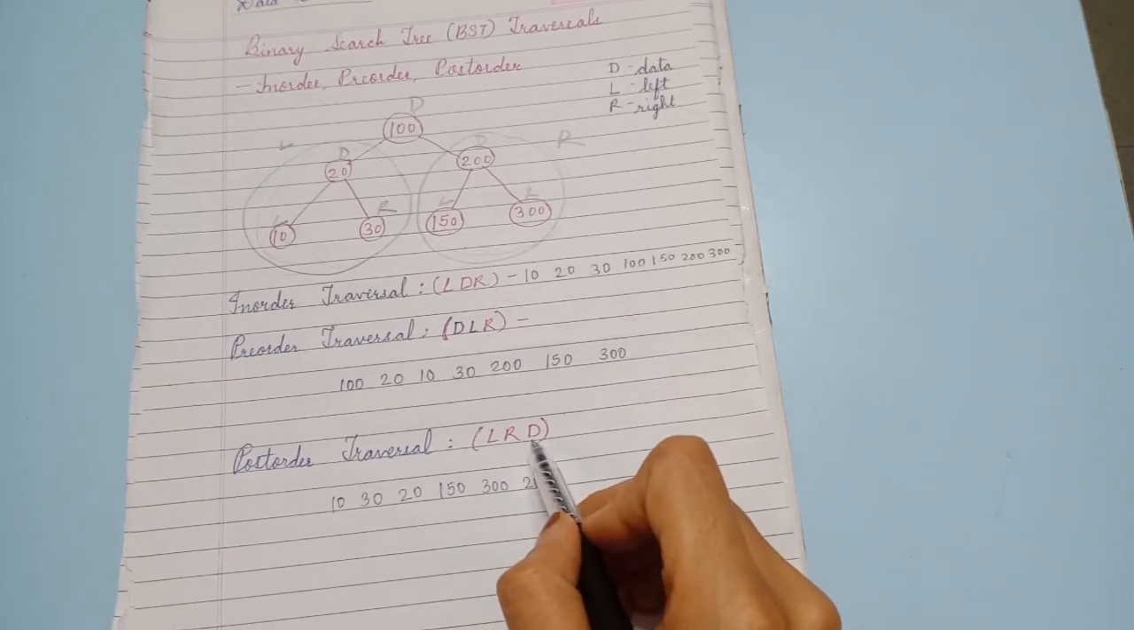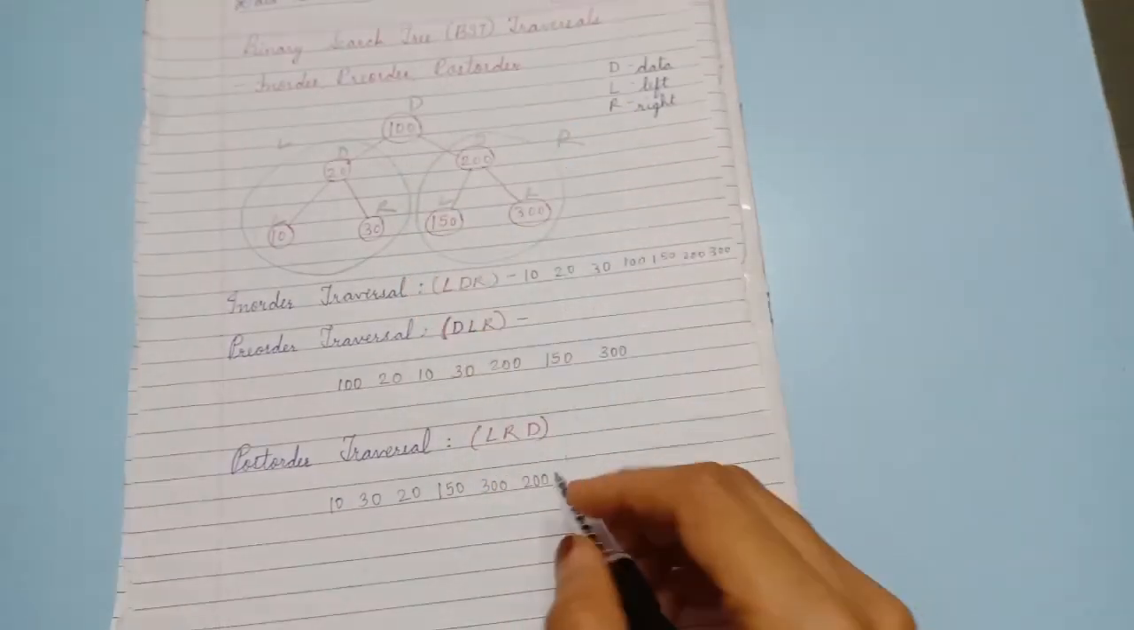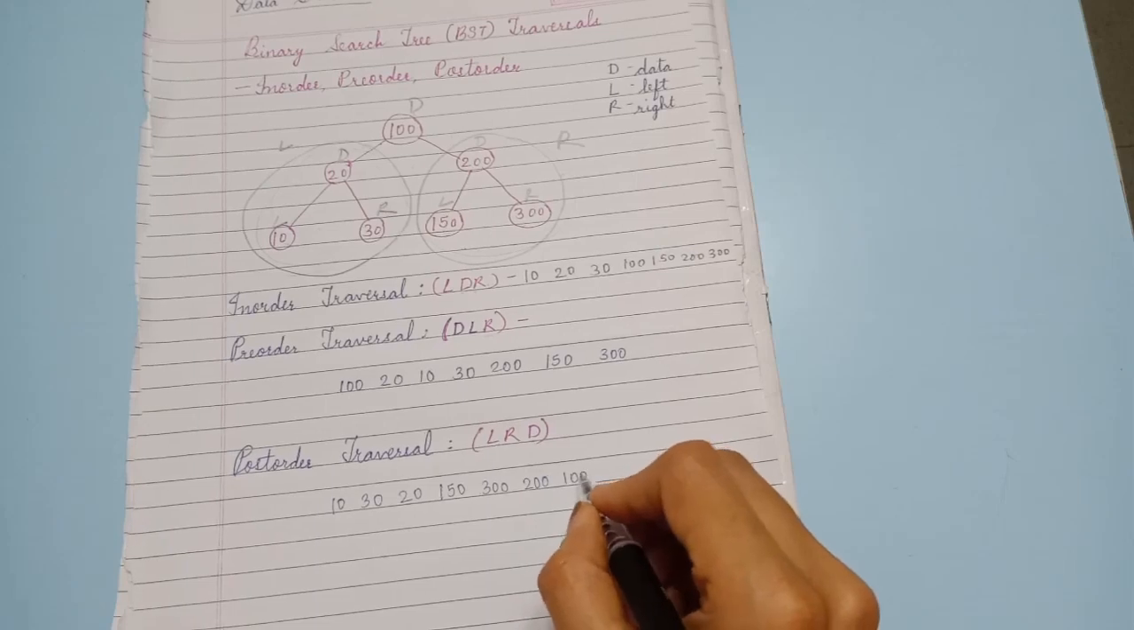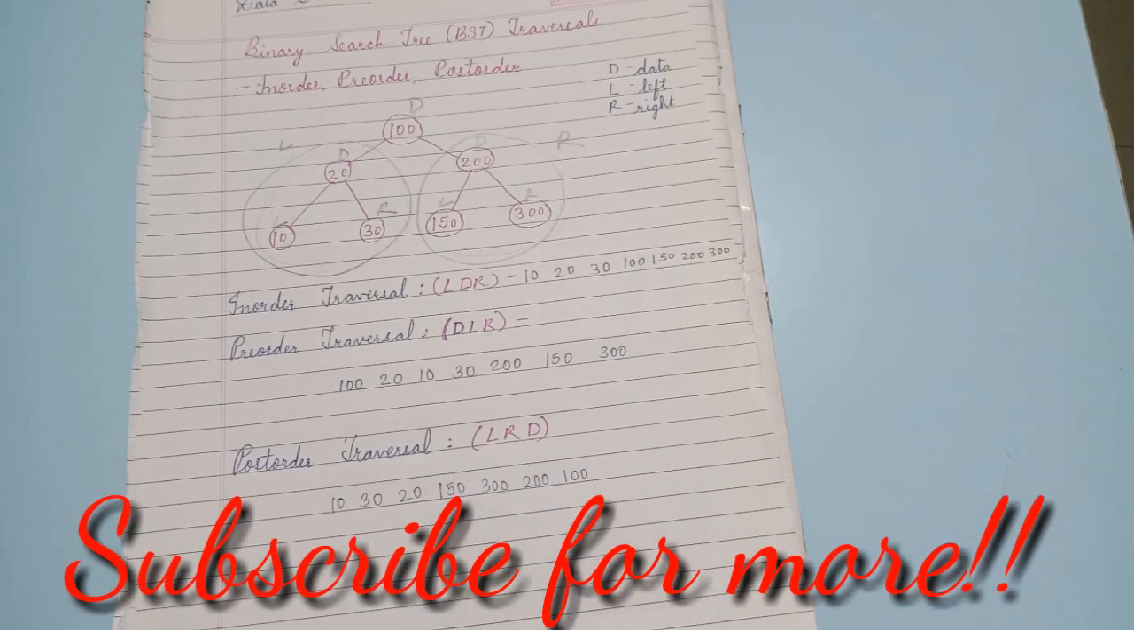Now last is D. So after R we'll traverse D, that is 100. So this is the final solution for post order traversal.